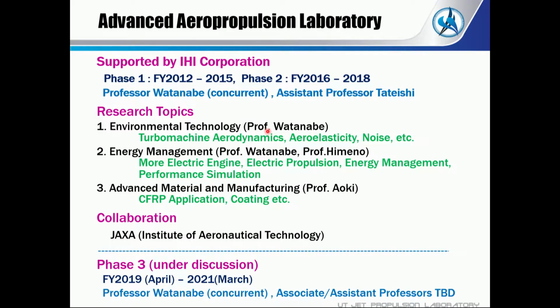And this laboratory is fully supported by IHI Corporation. It started in fiscal year 2012 with a 3-year contract, then a 3.4-year contract, and it continued to phase 2 from 2016 to 18. It finished last month, March. In the Japanese system, the fiscal year runs from April to March, so fiscal year 2018 finished at the end of March this year. And fortunately, they continued to phase 3.